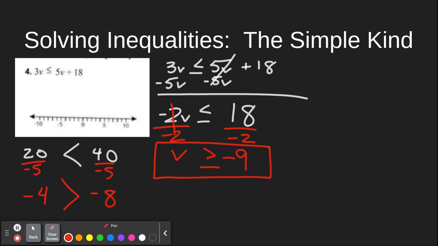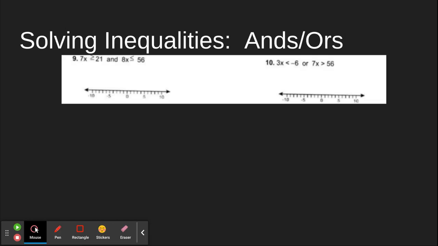So we need v to be bigger than or equal to negative 9. Well, how many numbers are bigger than or equal to negative 9? You could list them forever and never be done. There's infinitely many answers. So we got to start by putting negative 9 on there, not positive 9. And it is a filled in dot because of the greater than or equal to. And then we shade every number that's bigger than it, okay?